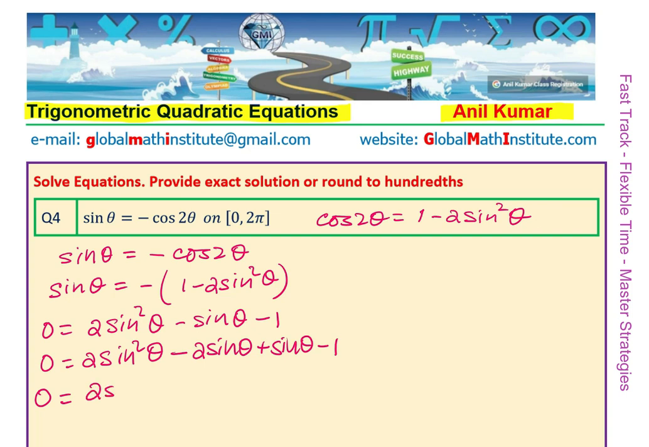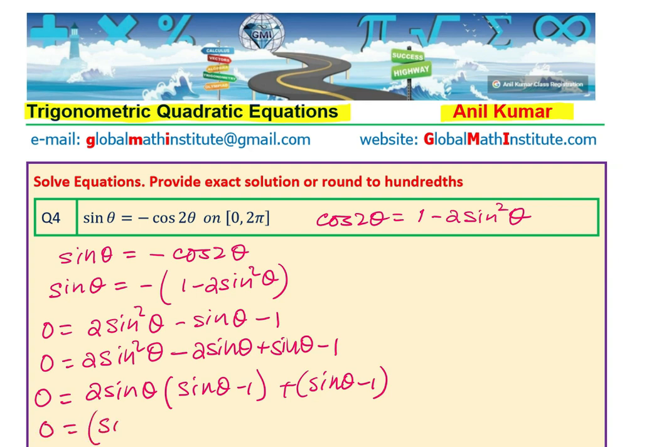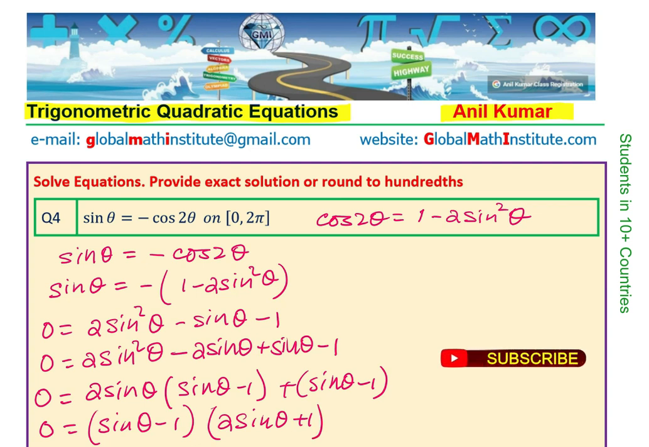Take 2 sine theta common from the first two terms, you get sine theta minus 1. We already have sine theta minus 1 as the other factor. So the factoring is completed when you take sine theta minus 1 as a common factor, and 2 sine theta plus 1 becomes the other factor. Now we are going to apply the zero principle. Each factor should be equal to 0.